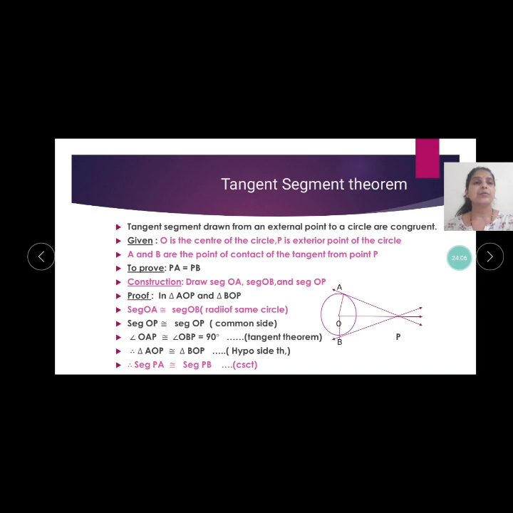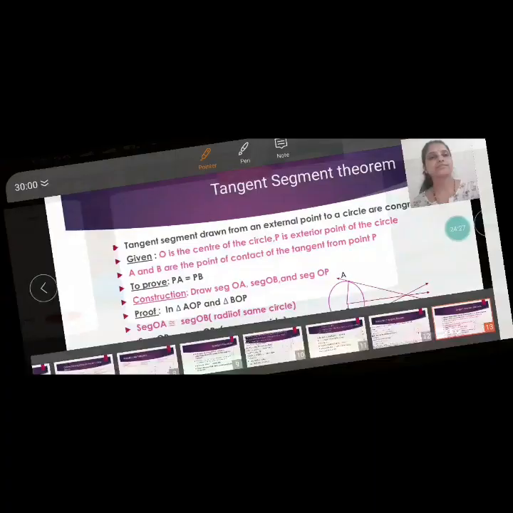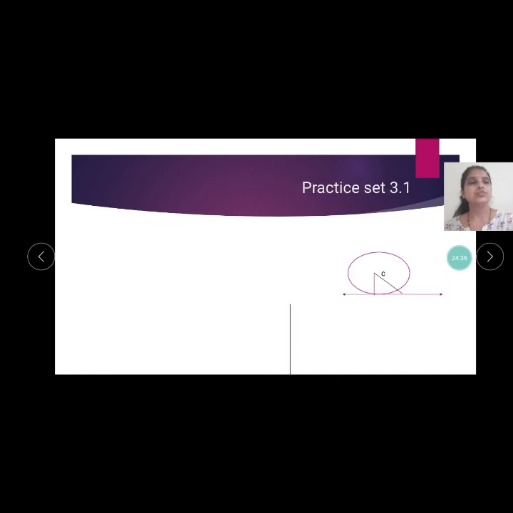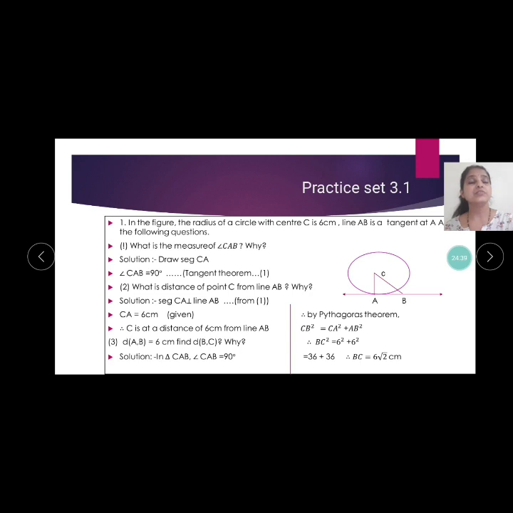Next are the problems which are based on these particular theorems. So the very first problem is, a figure is given to us and we have to solve certain questions over here.